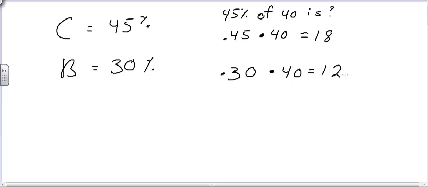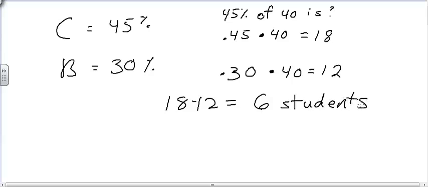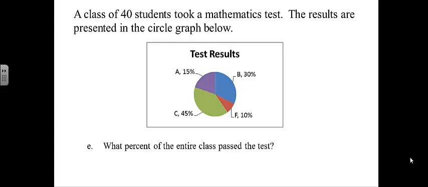So a C translates to 18 students, a B translates to 12 students. The question being, how many more students earned C grades versus B grades? And that would be 18 minus 12 for 6, or specifically 6 students.